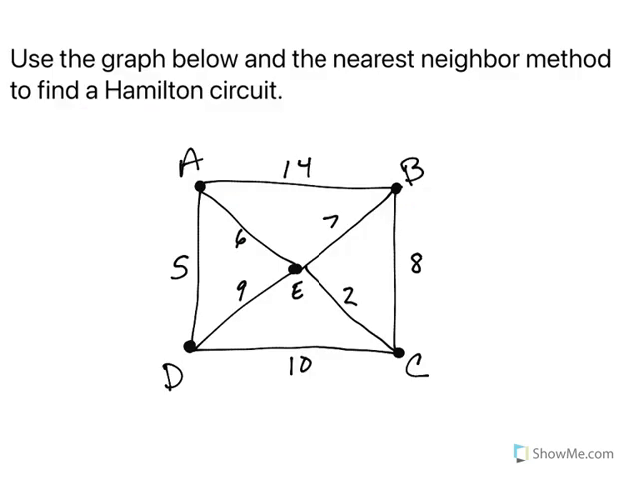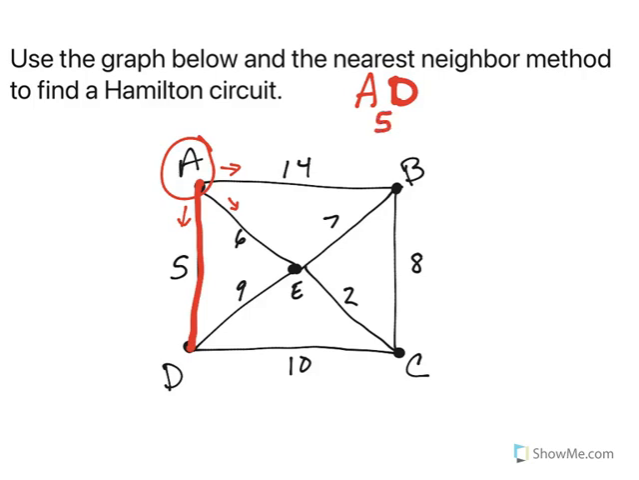So use the graph below and the nearest neighbor method to find a Hamilton circuit. All right, so we're going to pick a starting point, and in this case, I'm going to pick A. So we're going to start with A and we're going to end with A. When we look at where we can go, I can go to B, to D, or to E. Well, we want the lowest value, so we're going to go from A to D, and that has a value of 5.